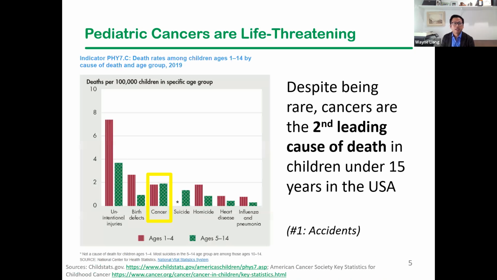However, despite their rarity, pediatric cancers are life-threatening, and they make up a large proportion of pediatric deaths. In fact, they're only second to accidents or unintentional injuries as a cause of death in the pediatric population. So particularly for children under 15, you can see highlighted here. So rare disease, but deadly disease.